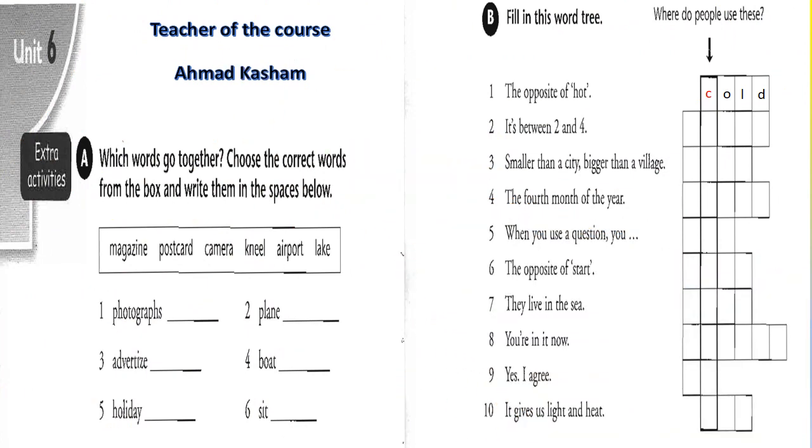My students, on page 82 we have extra activities. Let's start with exercise A. What do we have in exercise A? Which words go together? Choose the correct words from the box and write them in the spaces below. Now, we have a box. Inside the box, we have some vocabulary here. Of course, we have already learned the meanings of all these vocabulary words in our previous lessons.